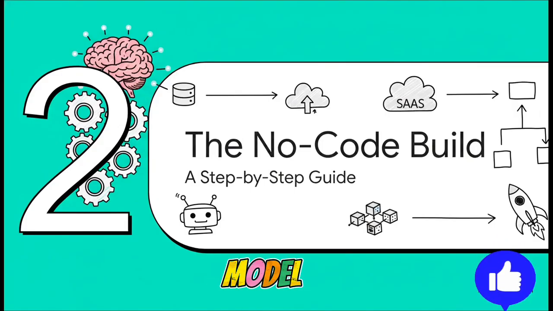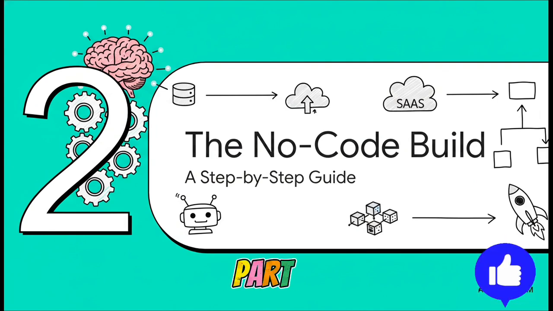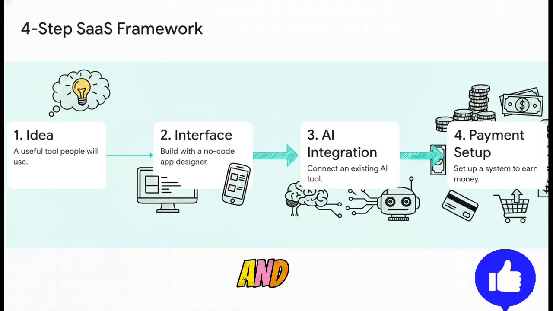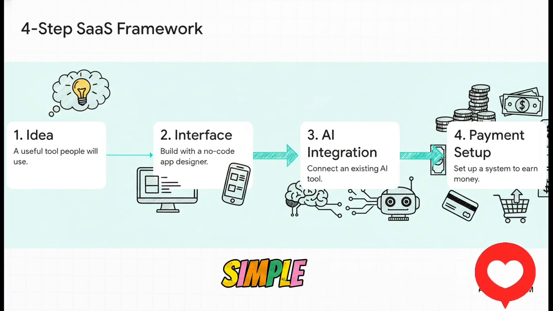All right, so we get the model. Now let's get to the really fun part, the build itself. We are going to go step by step through the whole process of creating our very own AI SaaS tool from scratch. And this is basically our roadmap. It all boils down to these 4 super simple steps.